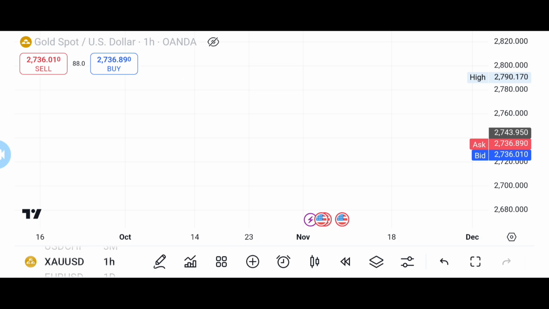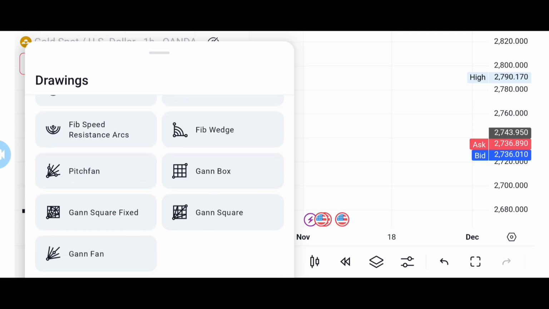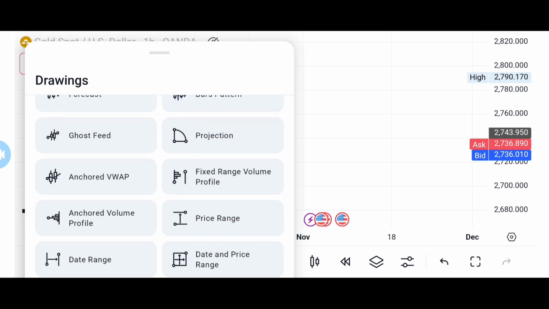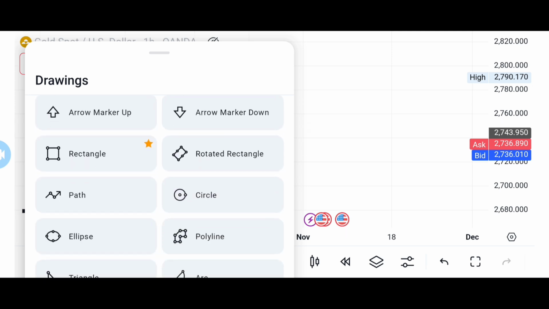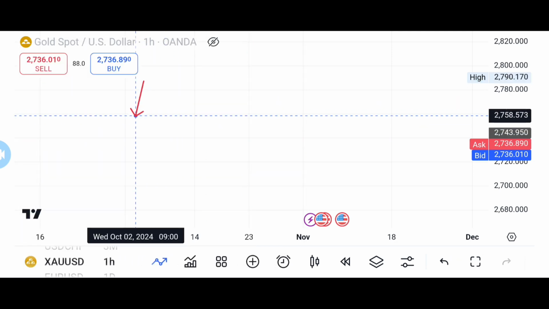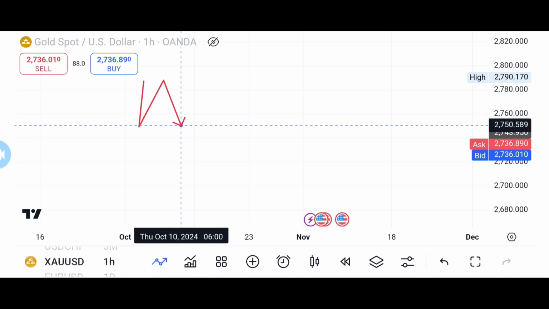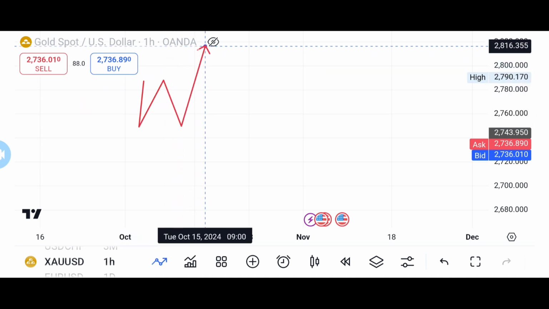Now remember, in bullish we were looking for the W. Now in bearish we shall look for the double top. So in bullish we were looking for the W like that.